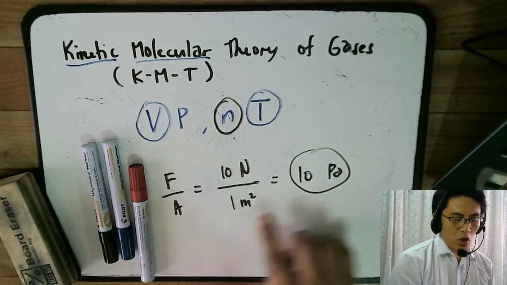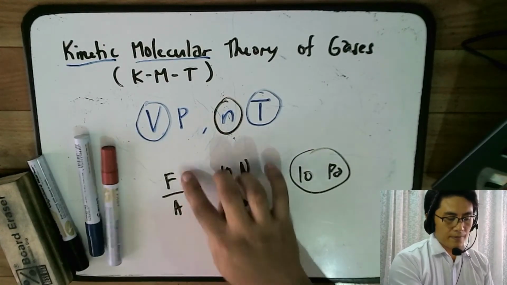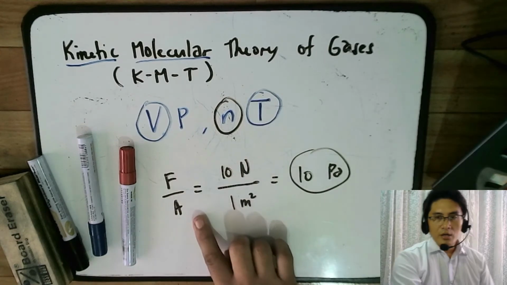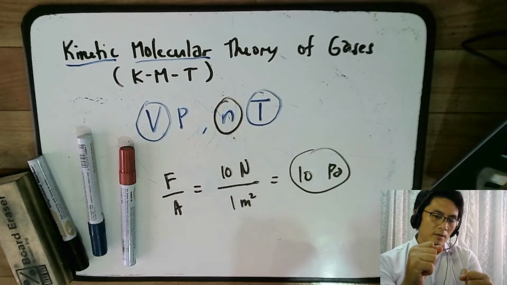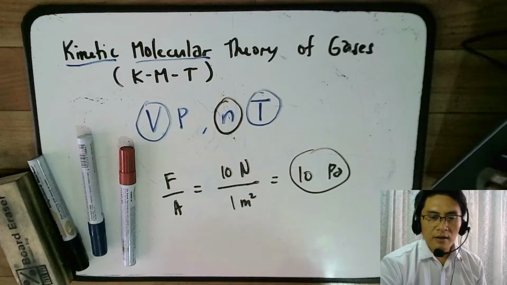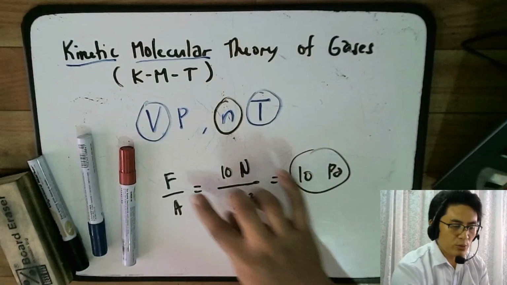Just a heads up, because this depends on force and area, that means if you have particles that are moving faster, as they hit the wall, they hit it more violently, so more force, so more pressure. If they're moving slower, when they hit the wall, the force is smaller, and therefore the pressure is also lower. But take note that it's an interplay between force and area.